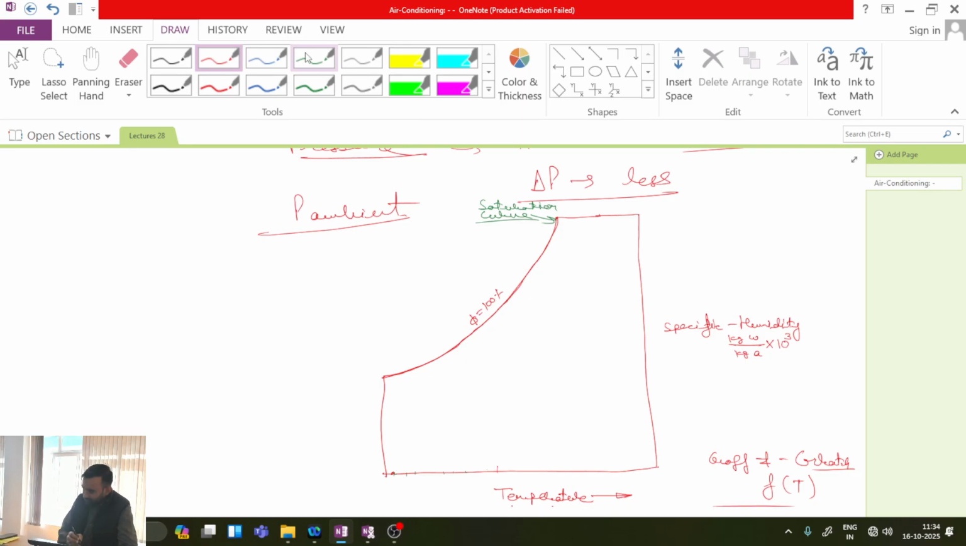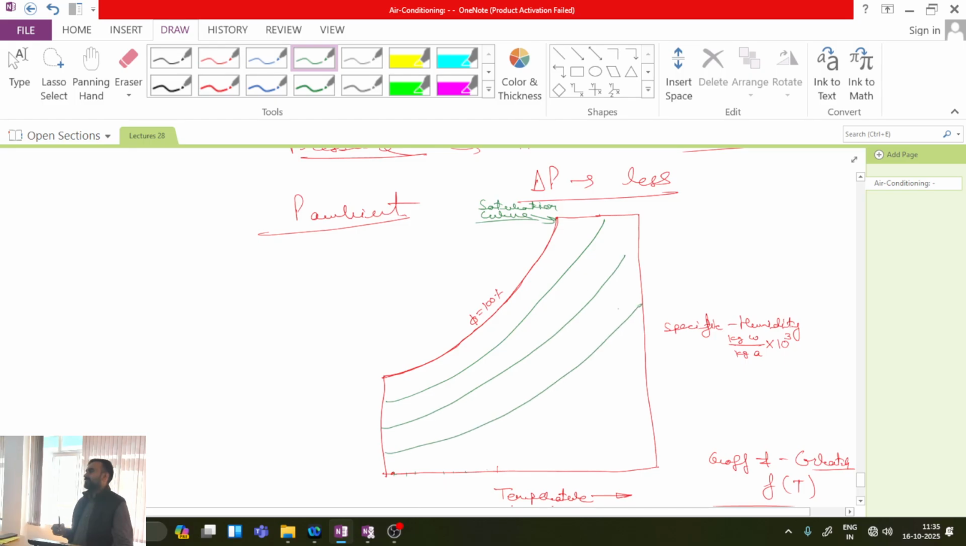Now, of course, I will not explain the construction of all the lines, how these are constructed, but maybe for some of the lines I will try to explain some characteristic features. Now, on this curve, I have multiple lines. What are all these multiple lines representing? Different values of phi. For example, this can be 90%, 80% or 50% relative humidity. Is this point clear?